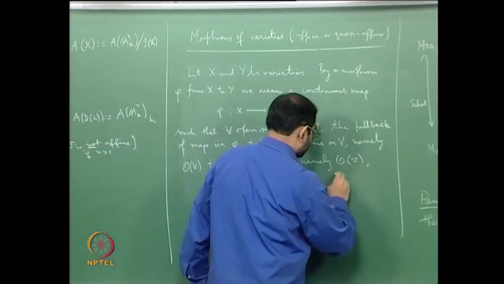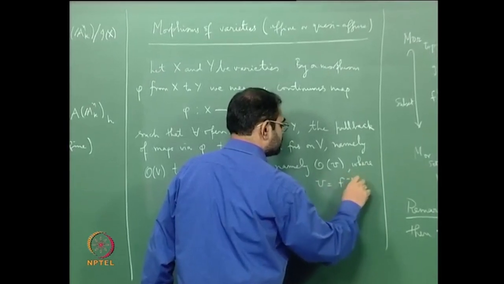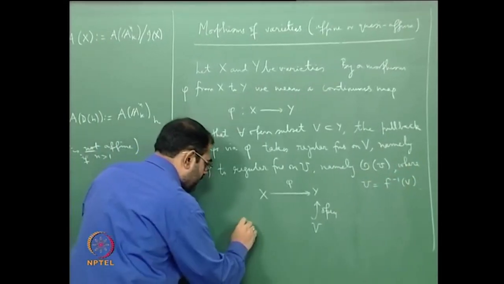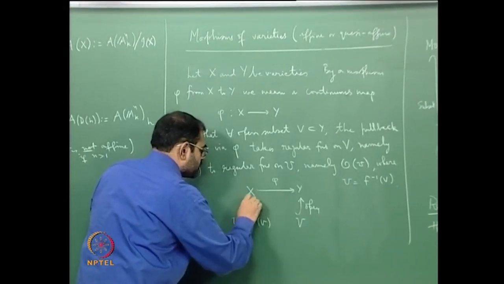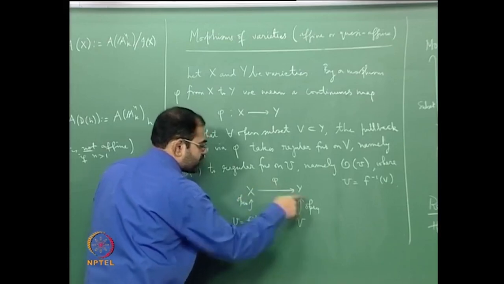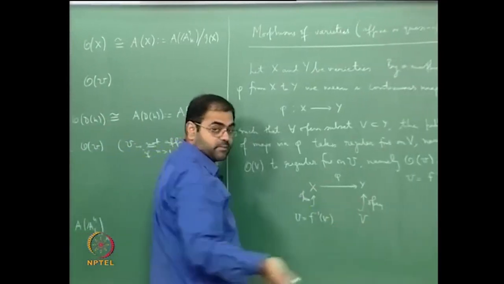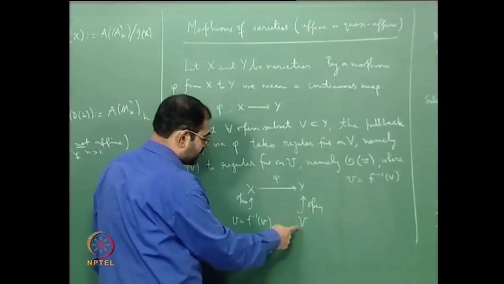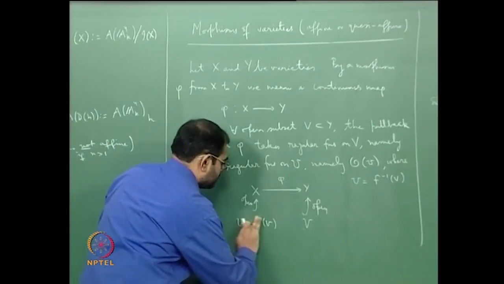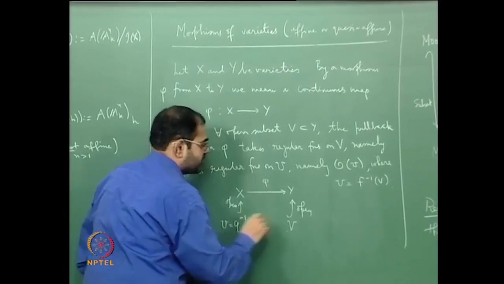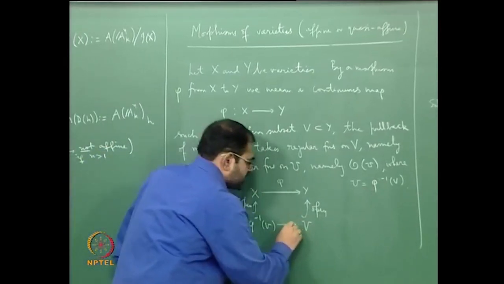Of course I should tell you that U is actually phi inverse V. So here is V and here is U, which is phi inverse V, and this is also open. That's because phi is a continuous map. Of course, X and Y are varieties, so they have the Zariski topology. Therefore, you know what open sets mean. The inverse image of an open set is an open set. I have messed up the notation earlier; it should be phi inverse here and there as well. And I have this map from phi inverse V to V.